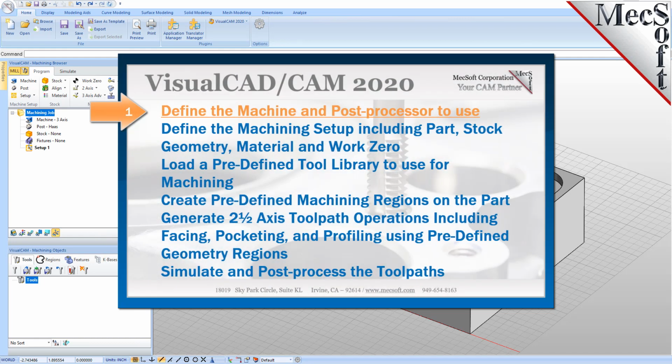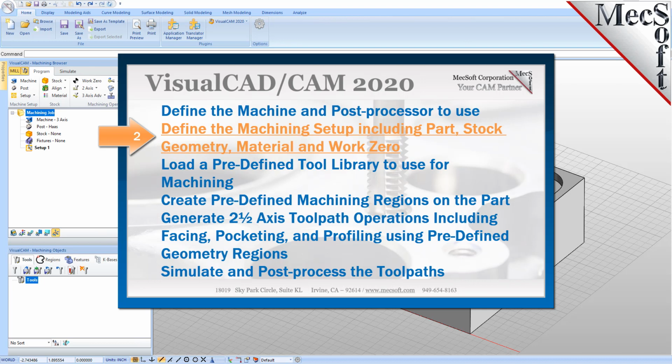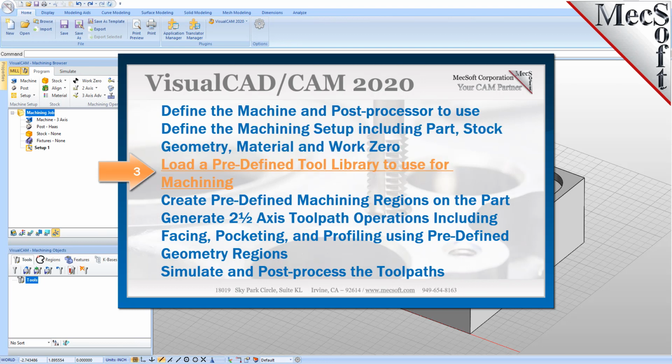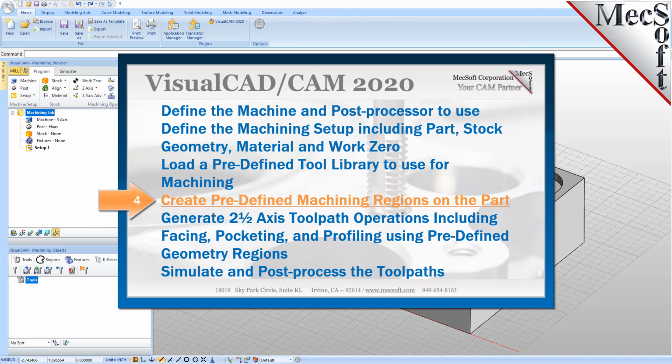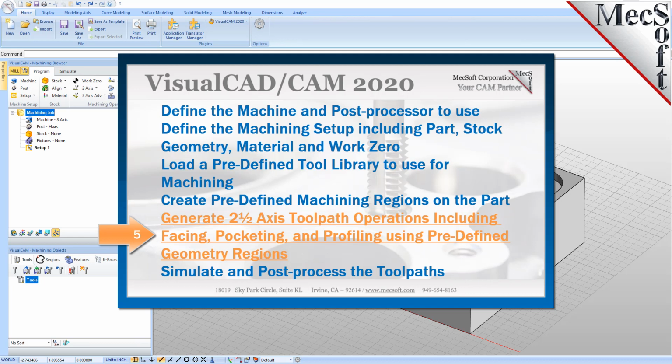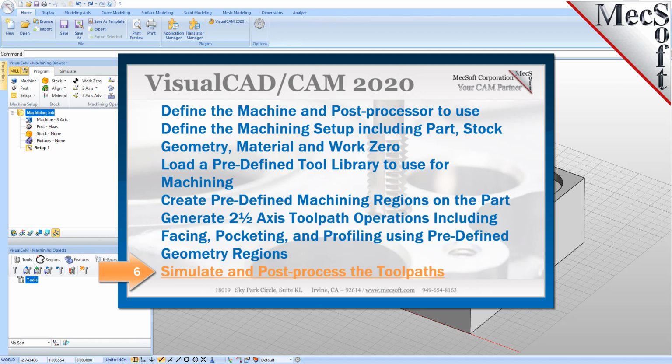We will perform the following basic steps in machining this model. First, we will define the machine and the post-processor to use. Then, we'll define the machine setup, including the stock geometry, material, and work 0. Then, we'll load a predefined tool library. Then we'll create predefined machining regions on our part. We will generate our 2 1/2 axis toolpaths, including a facing operation, 2 pocketing operations, and a profiling operation, using predefined regions. Then we'll simulate and post-process the toolpaths.